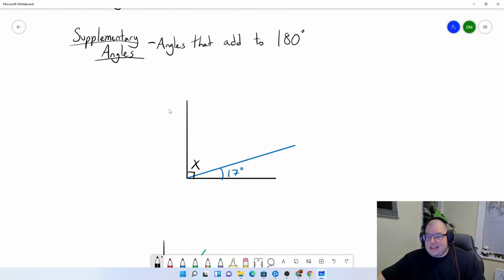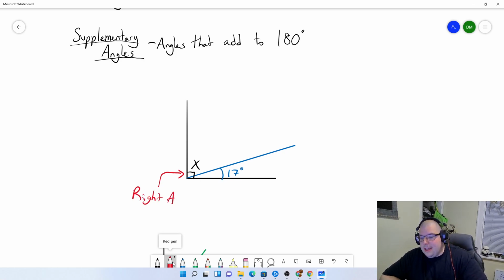We can see that this black angle is 90 degrees, and the way that we know it's 90 degrees is it has that little box in the corner of it. That box represents a right angle. That's what that does. Right angles or 90 degrees, same thing. So that's also known as a right angle.